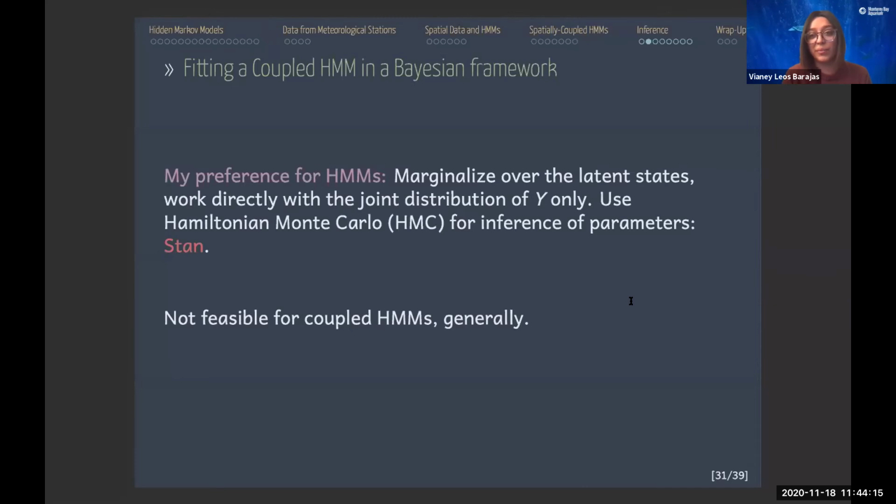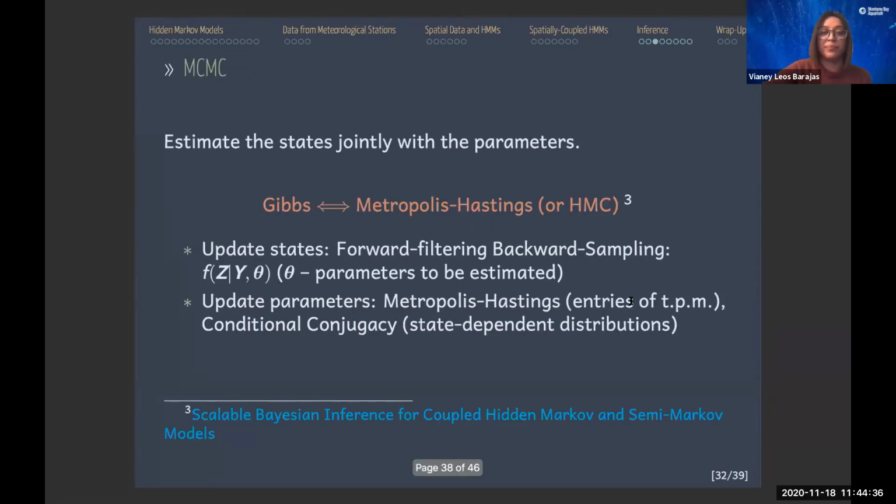And I use Stan for basically everything that I do in practice. Hamiltonian Monte Carlo, specifically, I've always loved. But it's not feasible for spatially coupled hidden Markov models, and I think this is perhaps why they're not as commonly used in statistics: they might be a bit hard to fit. So the idea here, since I can't really marginalize over the state process, because even with just 25 locations the likelihood evaluation can be computationally demanding.